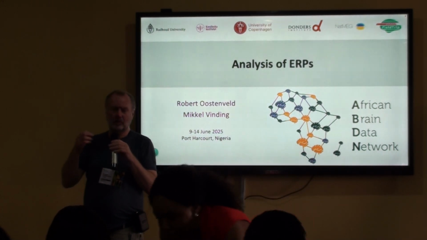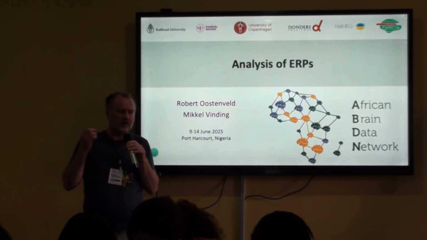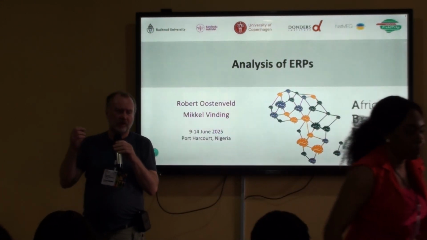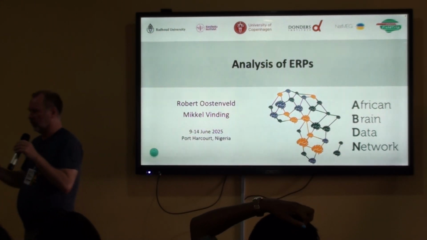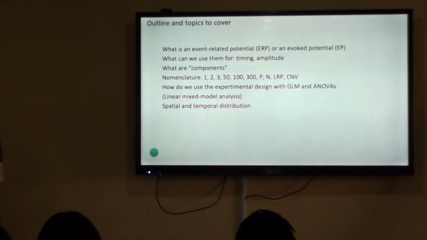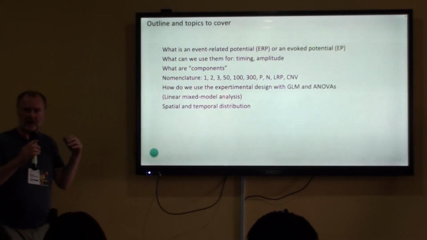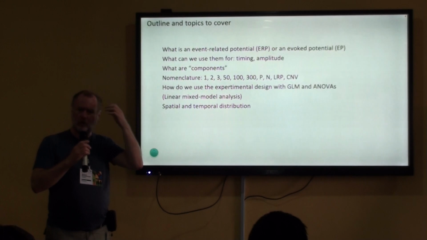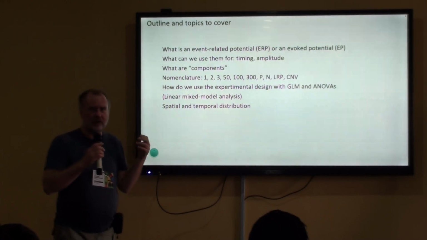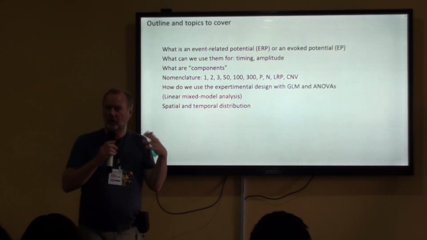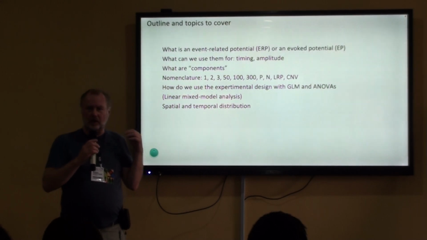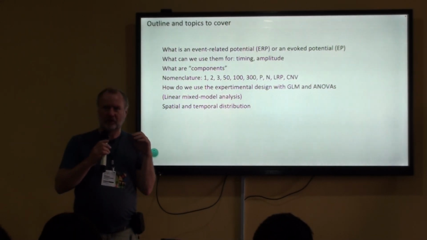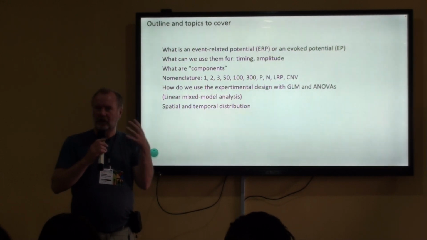And one of these methods that we use to study the EEG is looking at event-related potentials, or ERPs, as they're often called. What I want to do in this lecture is to revisit, Mikkel already explained it on Monday: what is an event-related potential, or what is an evoked potential? And then we're going to discuss what can we use them for, how do they help us to answer the questions. So there's timing and there's amplitude.